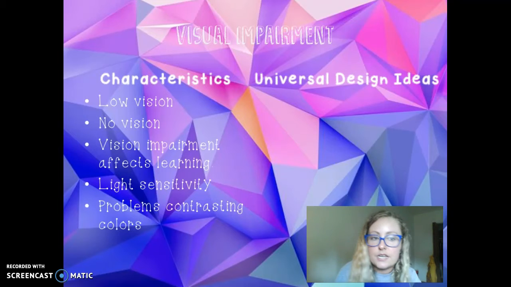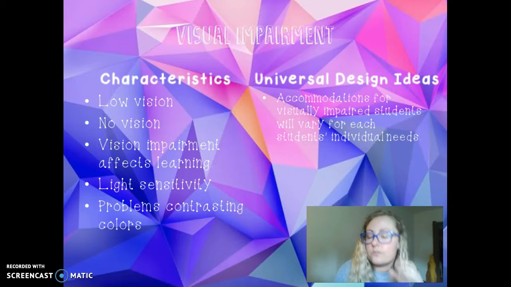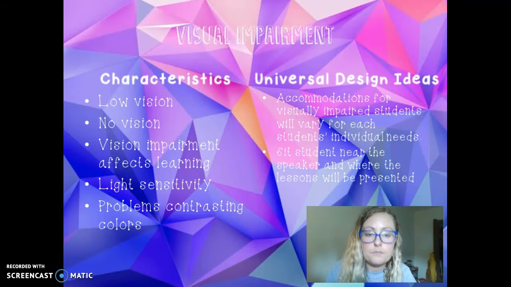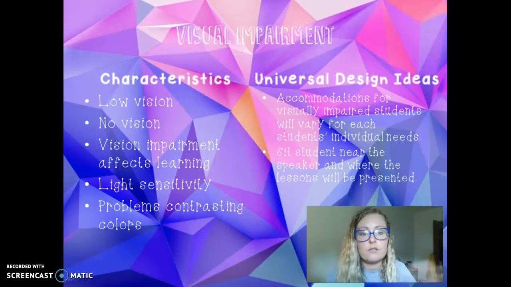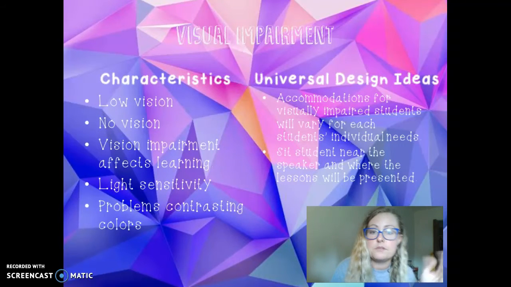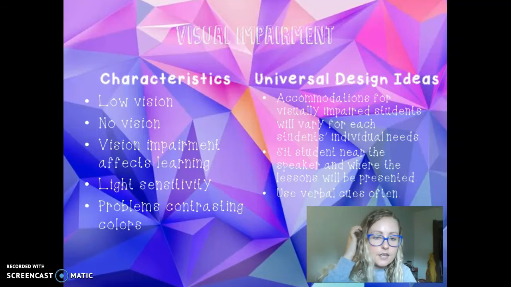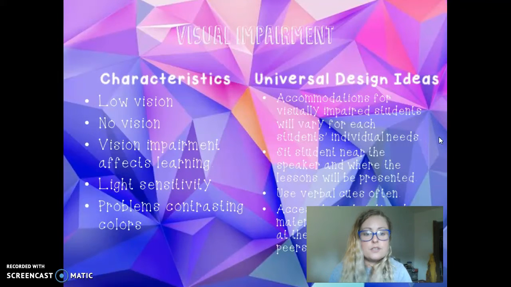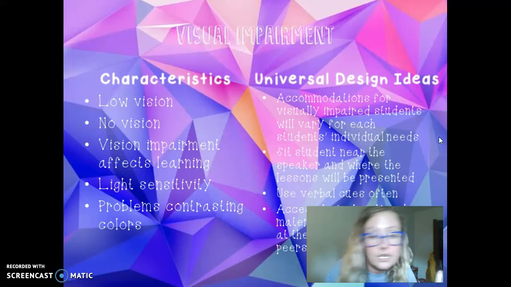So some universal design ideas are to make sure that you understand that these accommodations are going to be very varied because each student with a visual impairment is going to be different. But you could sit the student near the speaker and where lessons are going to be presented most of the time so that they're close to the presenter. And use verbal cues when you can, so pairing verbal cues with physical cues, and access to instructional materials just like their other peers have. So if you need to get something in large print or in Braille, you need to make sure that you're making arrangements to do that.